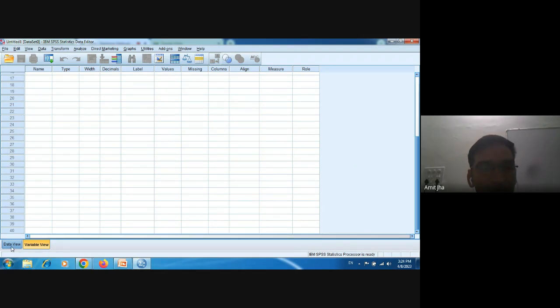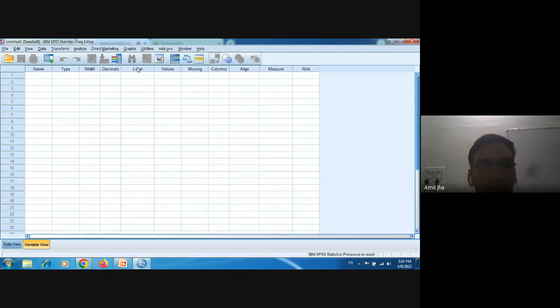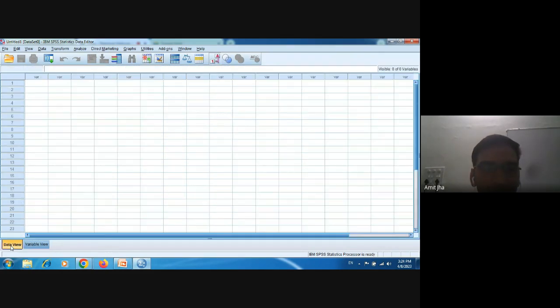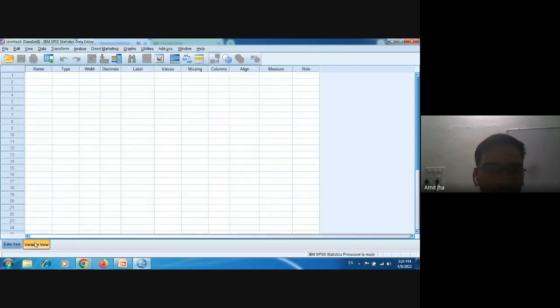First is data view and variable view. If you click the variable view, you see name, type, width, where we define the variable. After defining the variable, we go to data view. But since I have already defined it, I will show you how it is done. Now, we can just enter the data, or we can import it.